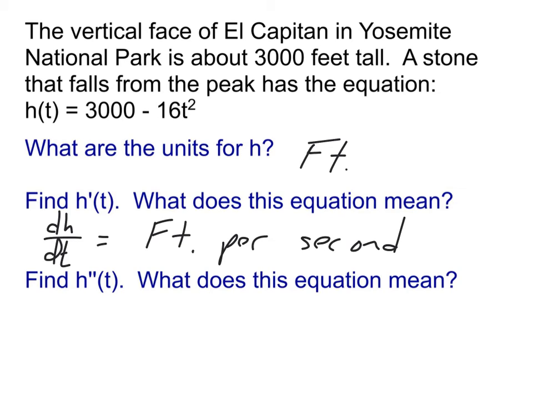Okay. Now, if it's feet per second, then what does that actually represent? What's it mean? Yeah, that's how fast it's going. It's like speed or velocity. Yep. Okay. So then what about h double prime of t? Our second derivative.